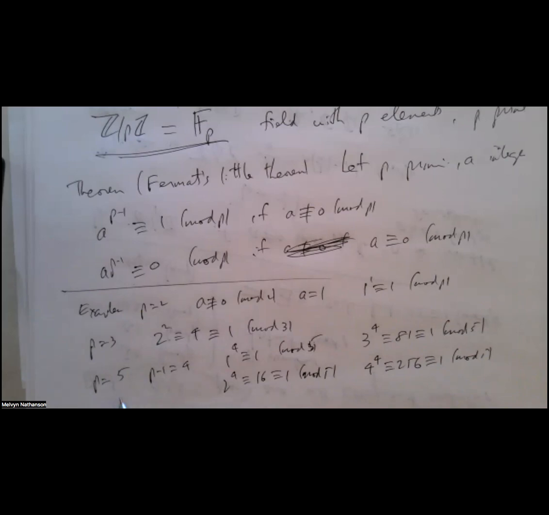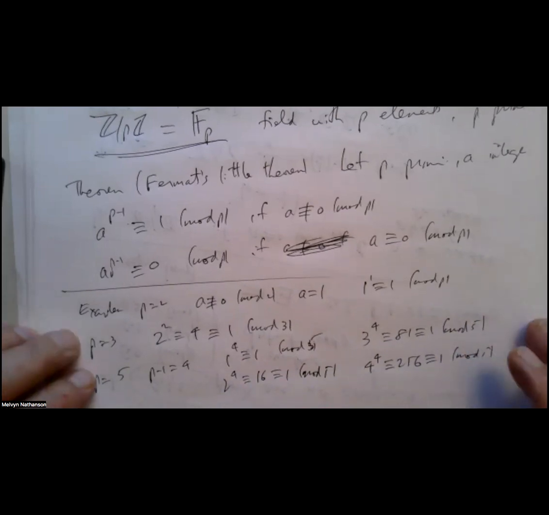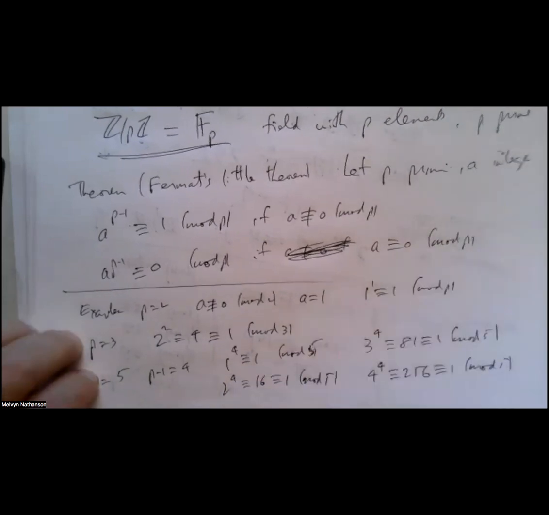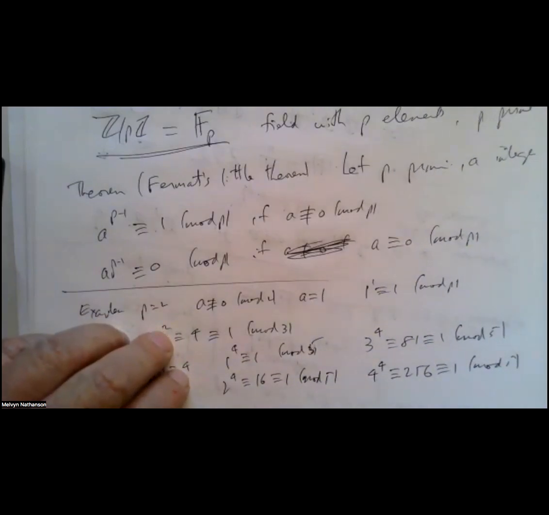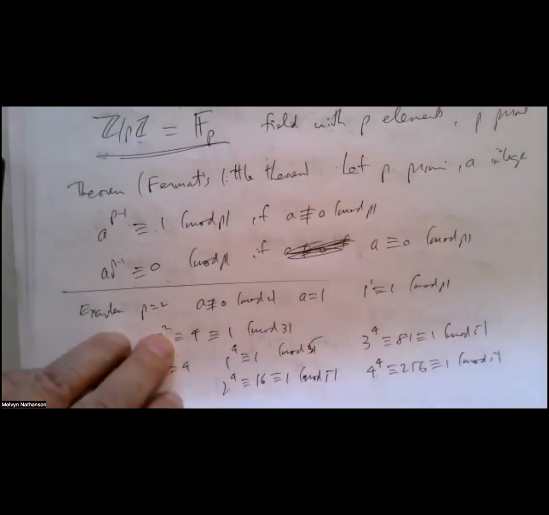So for P equals 5, every non-zero number raised to the 4th power is congruent to 1. Huh, this is kind of fun. Let's try another example. This one might be a little more computationally rigorous.